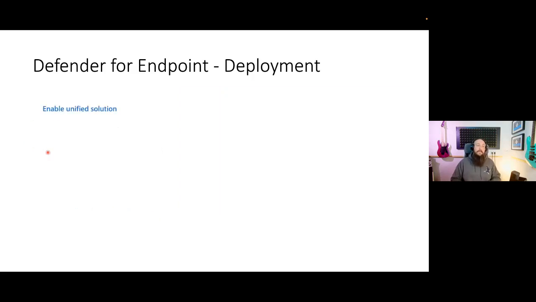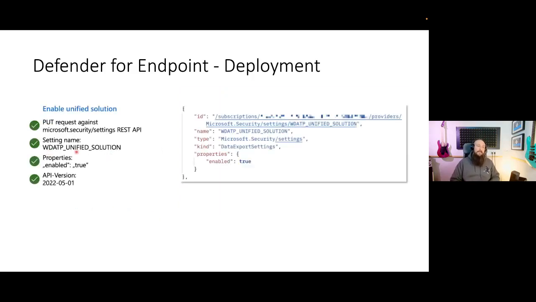And then for the unified solution, it's pretty similar, but the setting is a different one. It's called WDATP_UNIFIED_SOLUTION. And by the way, WDATP is the old acronym for what we today call Microsoft Defender for Endpoint. So that was the old product name, and the APIs are usually not changed. So this means the setting is as it is, and you can still leverage this setting in the latest API version today. And now this WDATP_UNIFIED_SOLUTION setting needs to be enabled. So you need to set enabled to true, just to give you that indication.